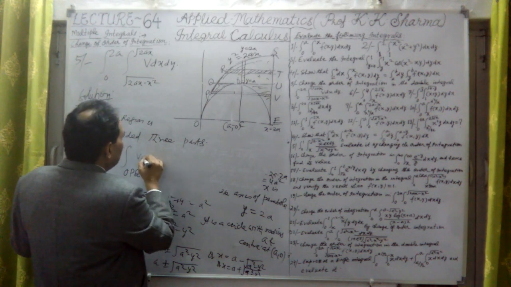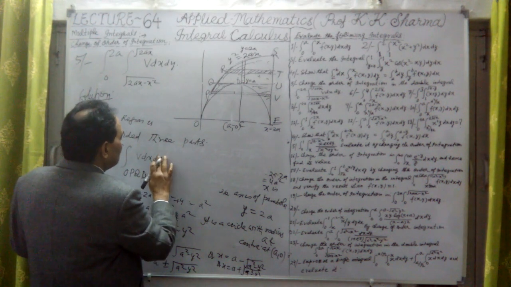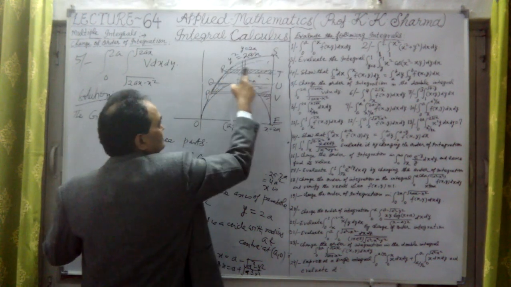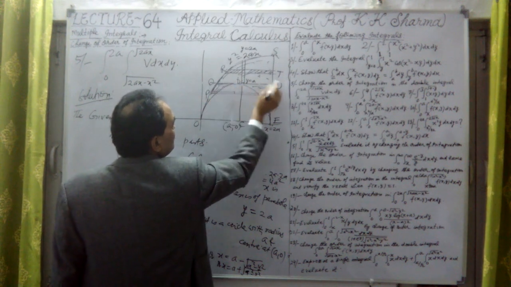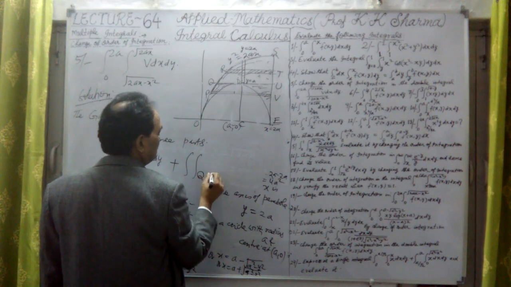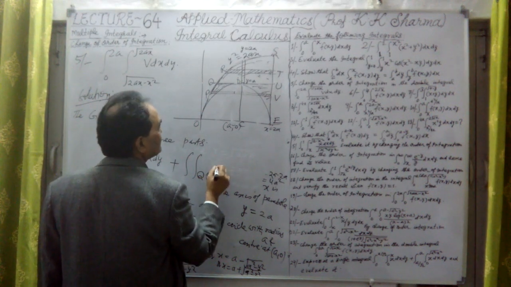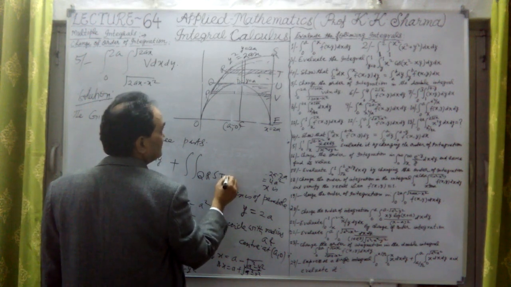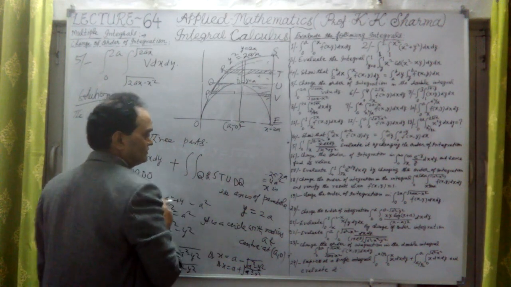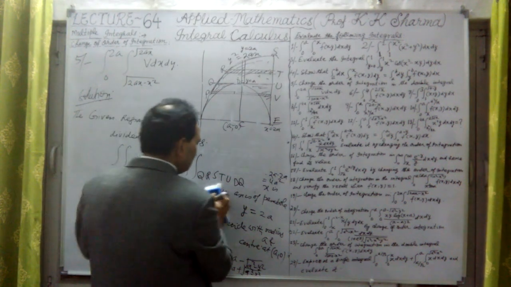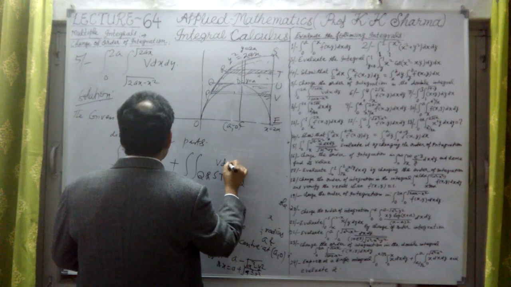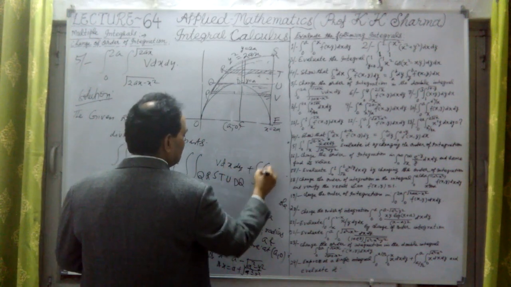Okay, this we will take as integral of V dx dy, with the limits as here. Plus the second region is this upper one, Q, D, or we can write it as QRSDQ. In this way we are writing here. This is the second region here, integral of V dx dy, plus the third region.